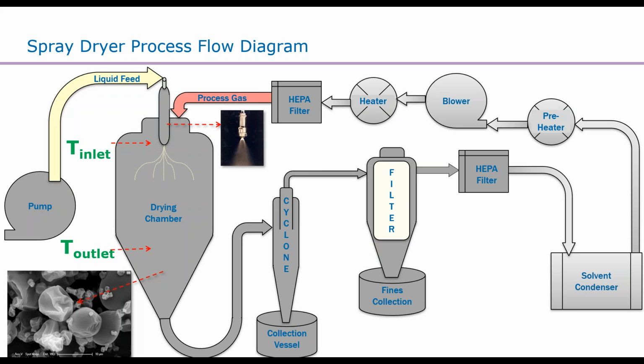The process gas stream then goes through a condenser where the majority of the vaporized solvent is removed from the gas stream and collected. The now dry process gas is then recycled through a fan box and heat exchanger and sent into the chamber, which closes the loop.